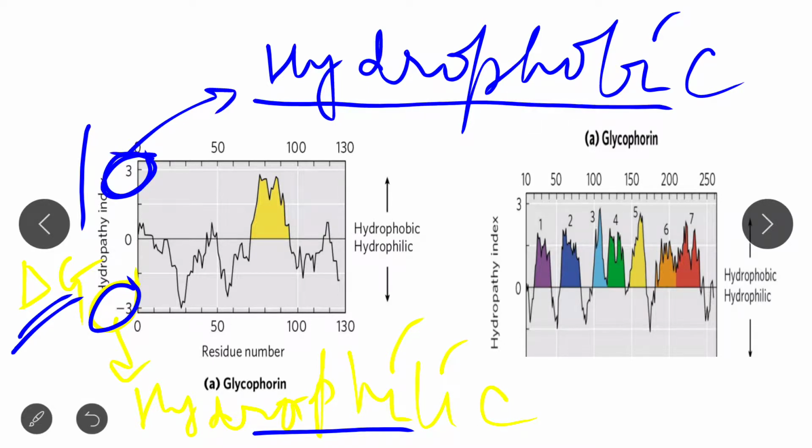Okay, as I already mentioned, when a particular integral membrane protein is isolated, which consists of 130 amino acid residues, and we dissolve that protein, the del G value comes out either positive or negative. If negative, then it will be hydrophilic, and if positive, then it will be hydrophobic.